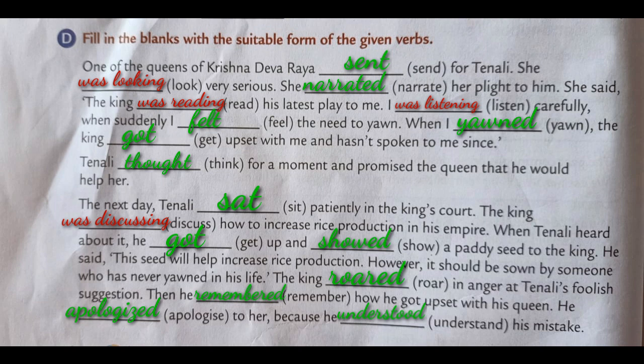The next day, Tenali sat patiently in the king's court. The king was discussing how to increase rice production in his empire. When Tenali heard about it, he got up and showed a paddy seed to the king. He said, "This seed will help increase rice production. However, it should be sown by someone who has never yawned in his life." The king roared in anger at Tenali's foolish suggestion. Then he remembered how he got upset with his queen. He apologized to her because he understood his mistake.